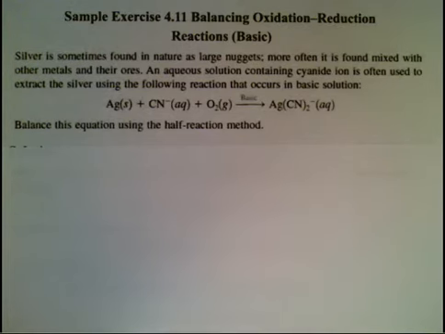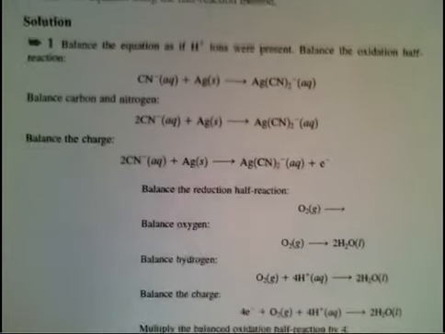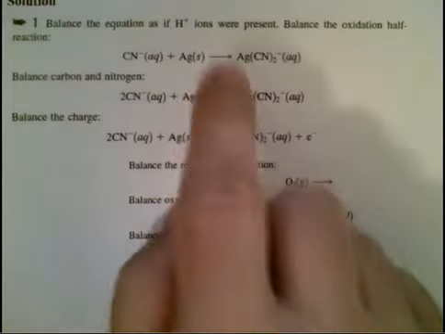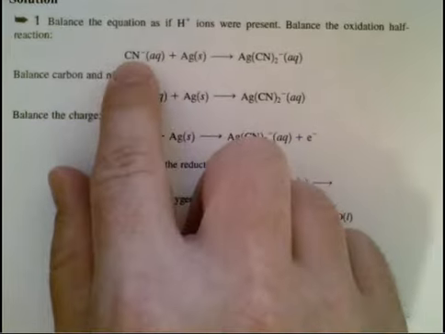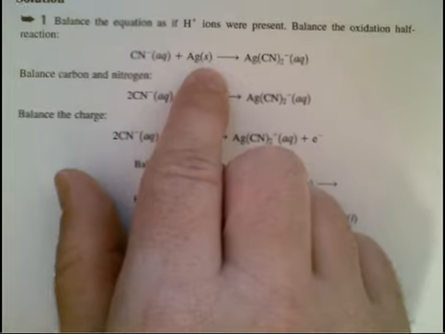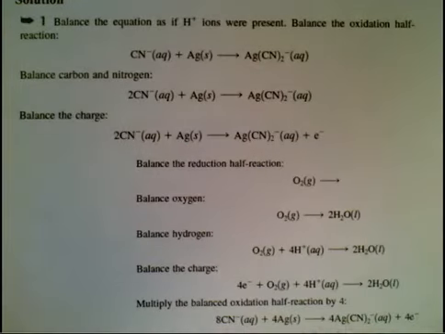Go ahead and press pause now because here comes the solution. So step 1, we need to balance the equation as if the hydrogen +1 ions were present. We're going to balance the oxidation half-reaction as such. The cyanide -1 in the aqueous phase plus the silver solid react to form the silver cyanide -1, that's in the aqueous phase.